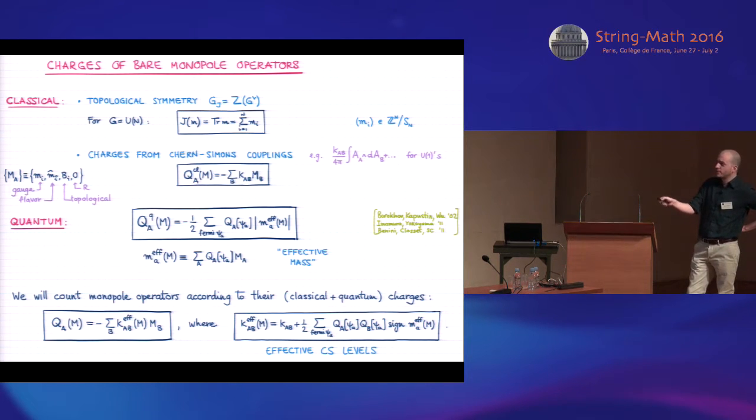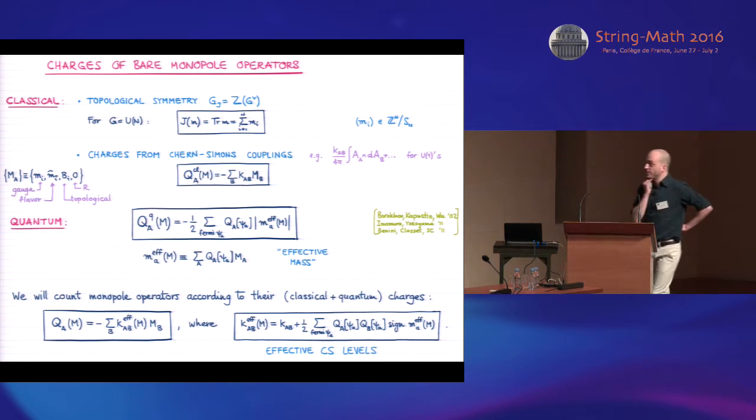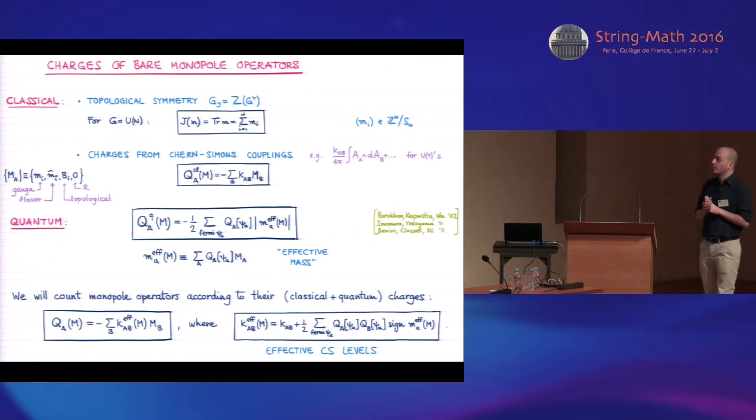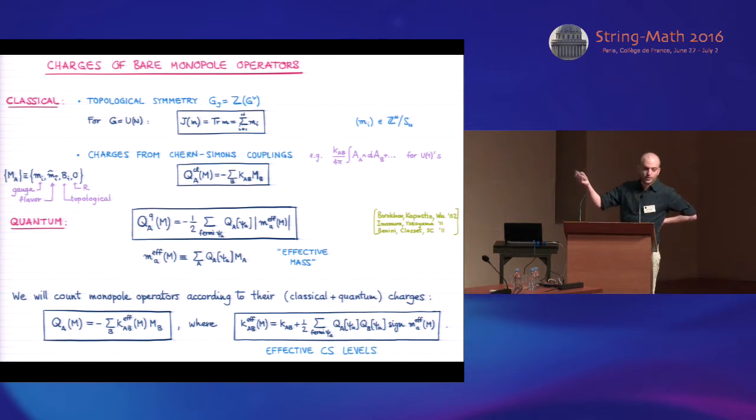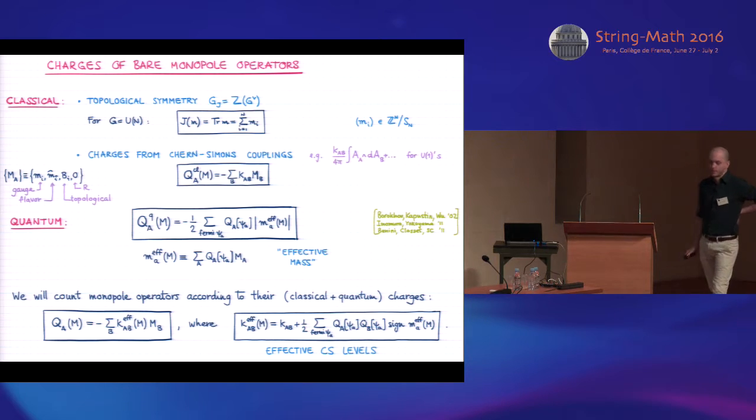So first of all, there is this topological symmetry, which has also appeared in Nakajima's talk. So there is a topological symmetry group, which is given by the center of the Langlands dual group, under which monopole operators are charged. So in particular, if the gauge group is U(N), or say the complexification is GL(N), there is a U(1) symmetry under which monopole operators are charged.